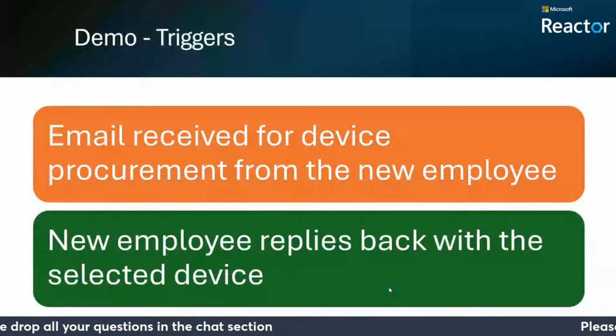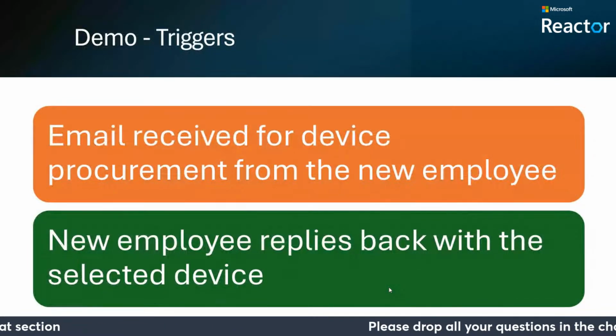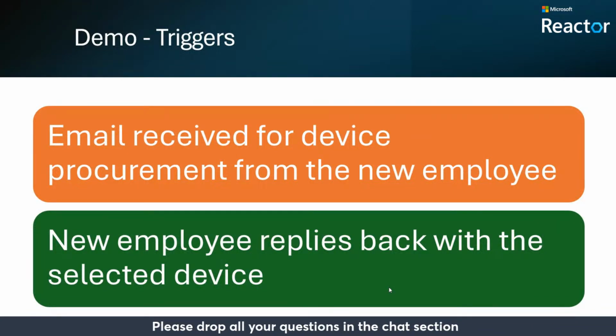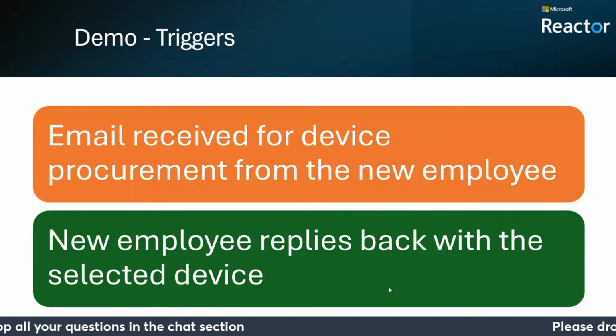So for this demo part, we need two triggers. Whenever a new email has been received for device procurement from the new employees, and then another trigger is for whenever a new employee replies back with the selected devices. These are the two triggers we want, and we have created it.